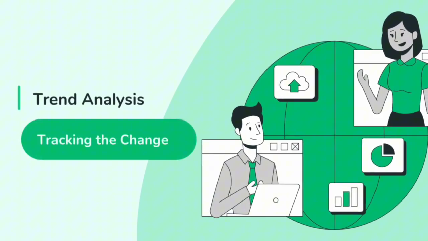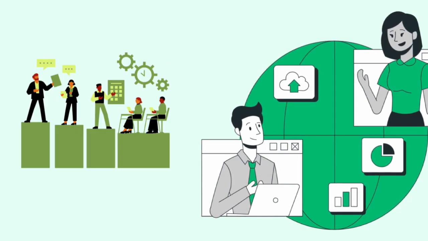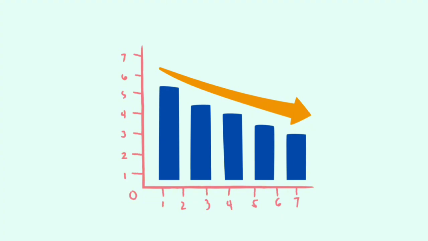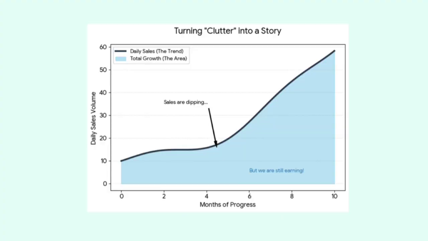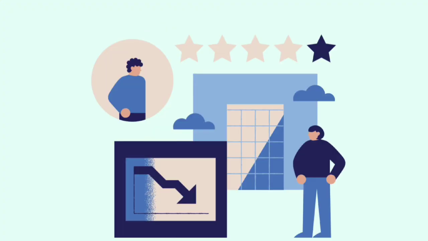Next is trend analysis. Trends show how data changes over time, whether it increases, decreases, or stays stable. For instance, total sales of a store over time. Sales data isn't just a number, it's a story of whether the business is growing or failing, which is the heart of the trend analysis.